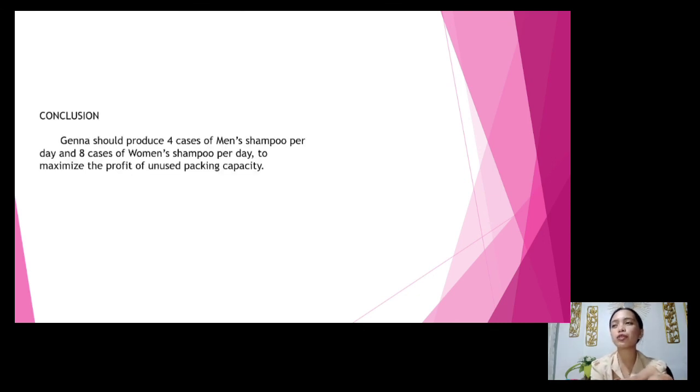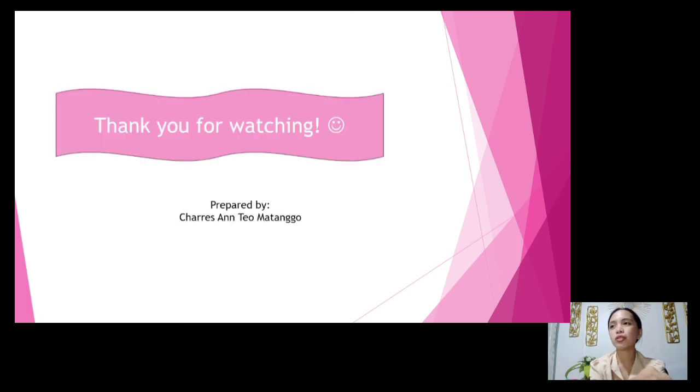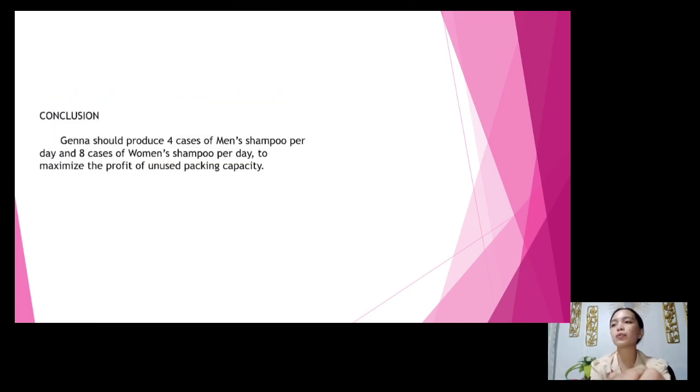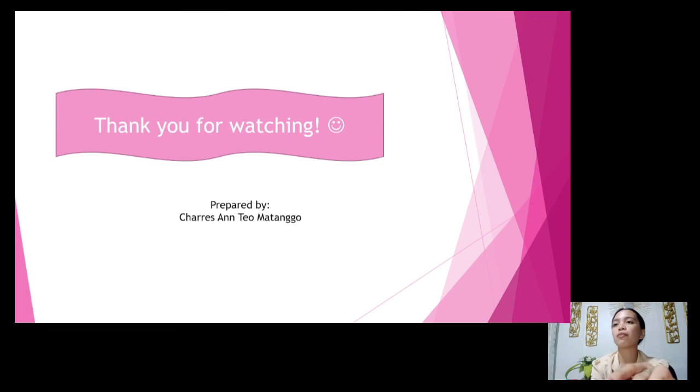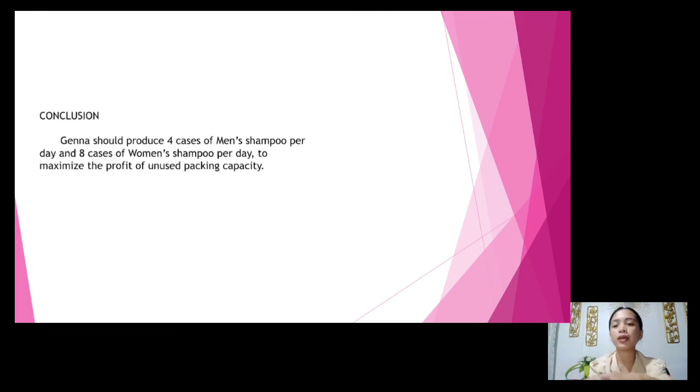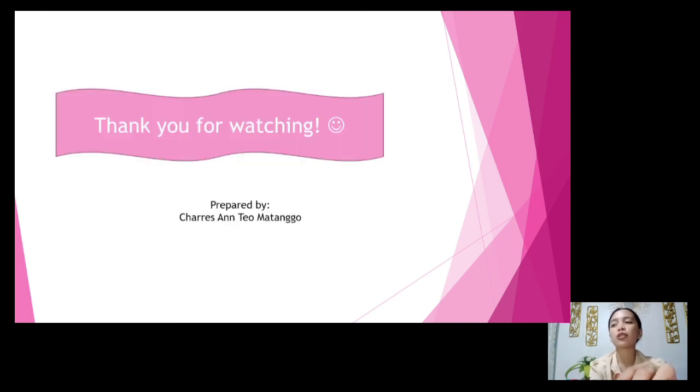So for the conclusion, Joshua should produce 4 cases of men's perfume per day and 8 cases of women's perfume per day to maximize the profit given the packing capacity. So that's all for linear programming using the simplex maximization method that contains an equal symbol.